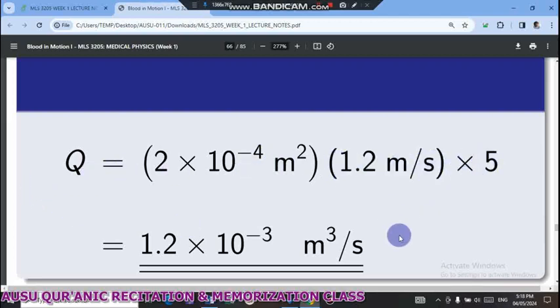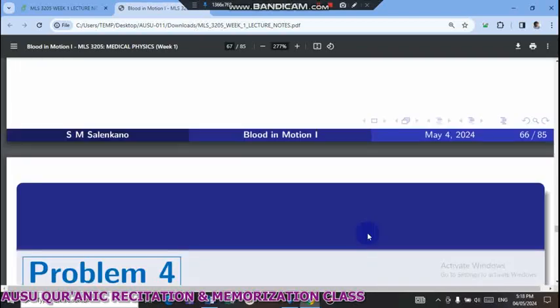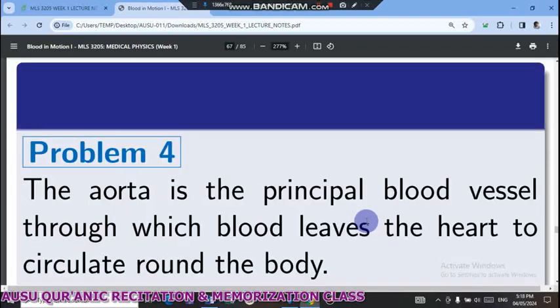So when you multiply all of them, take your calculator and say 2 exponential minus 4 multiplied by 1.2 multiplied by 5, and you will get 1.2 exponential negative 3. Then multiply the units. This 5 is just a number, it has no unit. So you multiply the unit of area by the unit of speed to get the unit of your flow rate. Meter squared multiplied by meter per second gives meter cubed per second. So with this, I completely solved problem 3.